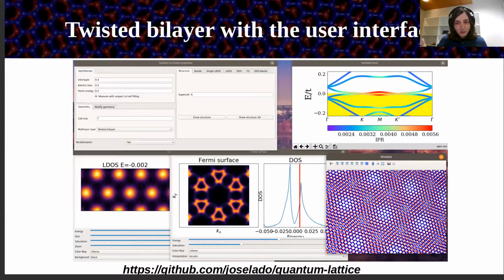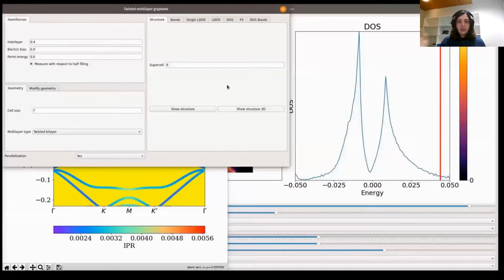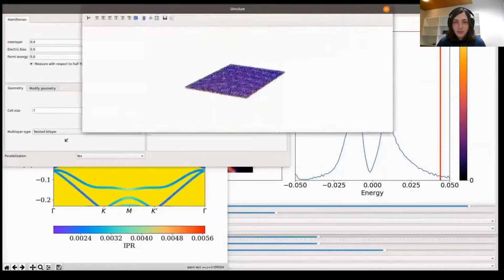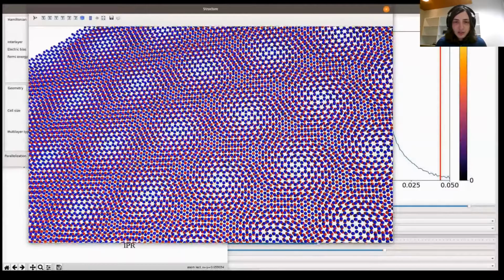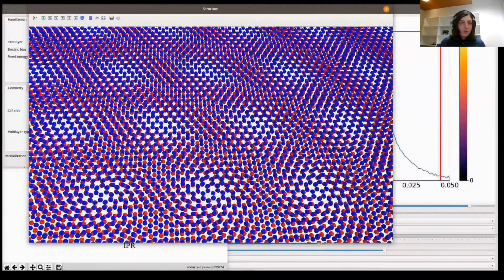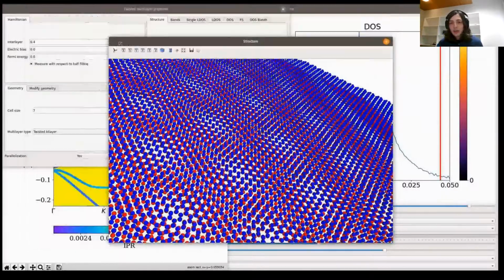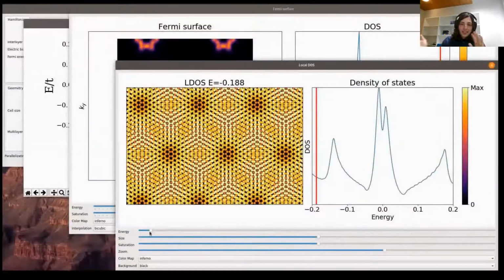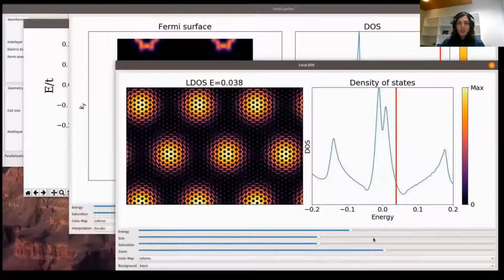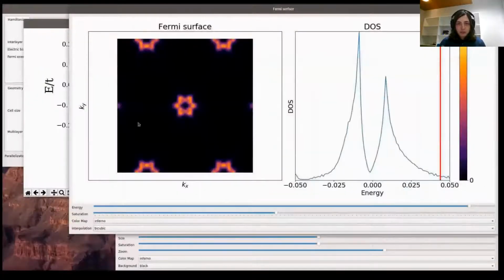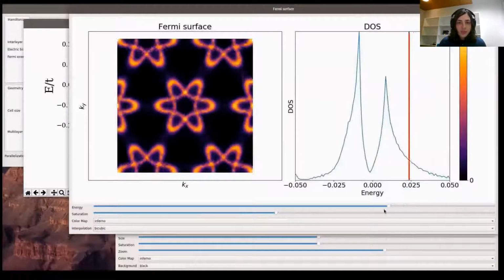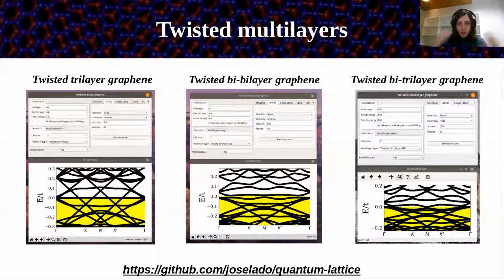And at this point, you might ask yourself, well, can I do twisted bilayers with this? And the answer is yes, of course, you can. And here you can see an example. This is the case of twisted bilayer graphene, in which you can look at the structure, and look at how the band structure is for a certain twisting angle. You can look at how your local density of states changes with the energy, and you can, of course, see this triangular pattern. And you can look at how the Fermi surface depends on the energy. And this works for twisted bilayers, twisted trilayers, twisted bi-trilayers, bi-tetra, bi-penta. Well, I think that you get the idea.